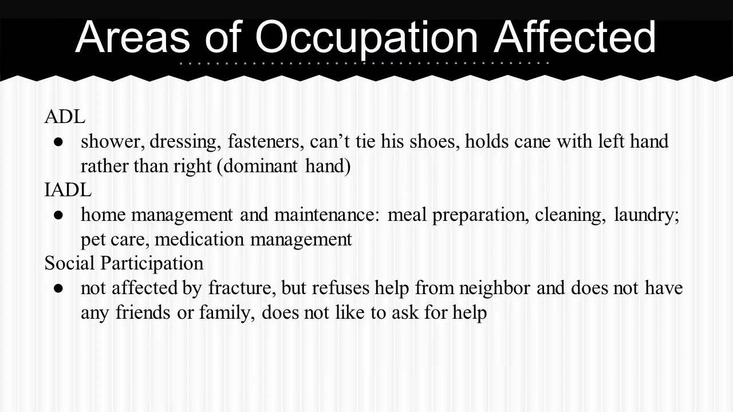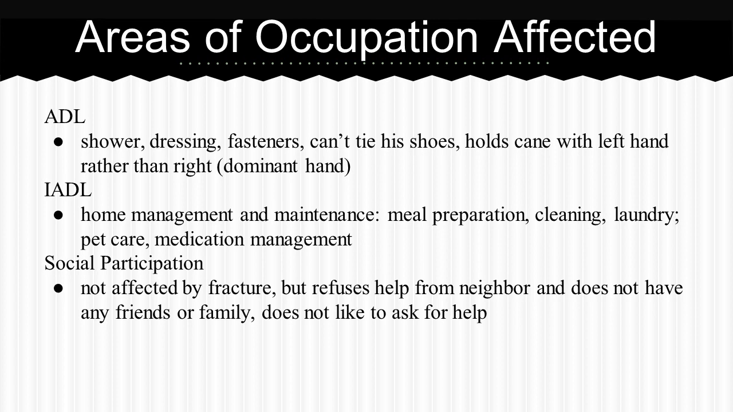Following the determination of causes of the problem, we have developed a list of areas of occupation affected. The first area is his ADL functioning, which encompasses his showering, his dressing, his inability to tie his shoes, and his ambulation using a non-dominant hand. Another area is his IADL functioning, as we mentioned before, his home management and maintenance in reference to his meal preparation, cleaning, pet care, and medication management.